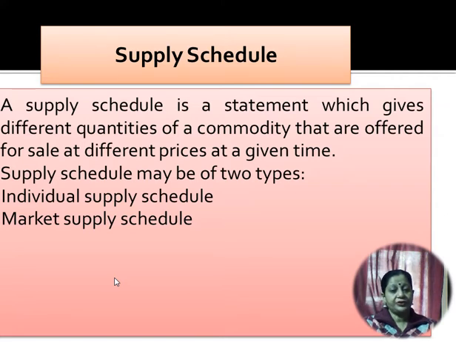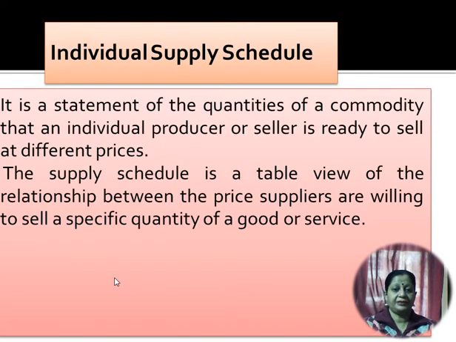Supply schedule is of two types: individual supply schedule and market supply schedule. That means if we talk about individual supply schedule, we are talking about only one single seller. And if we are talking about the market supply schedule, there we are talking about more than one seller or more than one supplier.